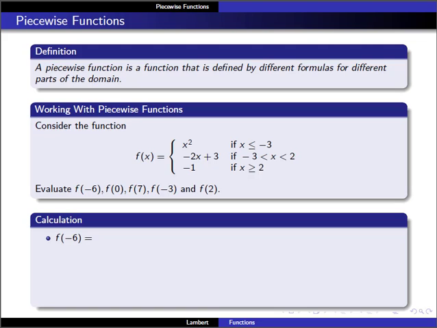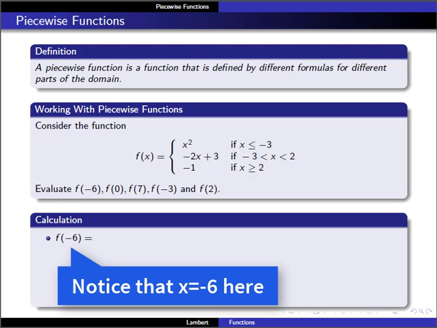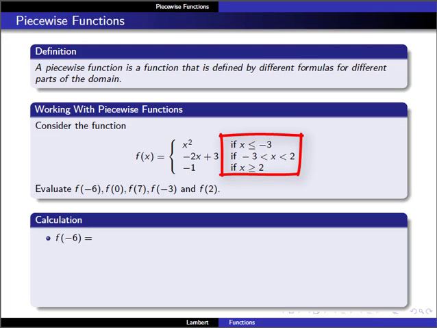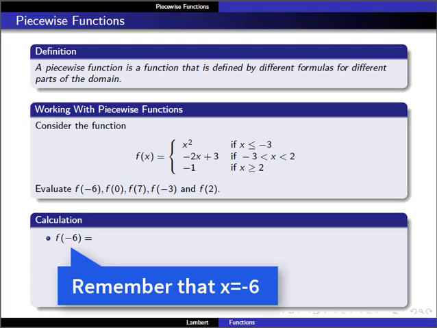So f of negative 6, what are we dealing with here? Well, what we have to look at is where does the negative 6 fall into our three different scenarios. So notice our conditions are the statements that appear after the if part of the function. So you have the three scenarios: x less than or equal to negative 3, negative 3 less than x less than 2, and x greater than or equal to 2. So with f of negative 6, notice that satisfies the conditions in the first statement.